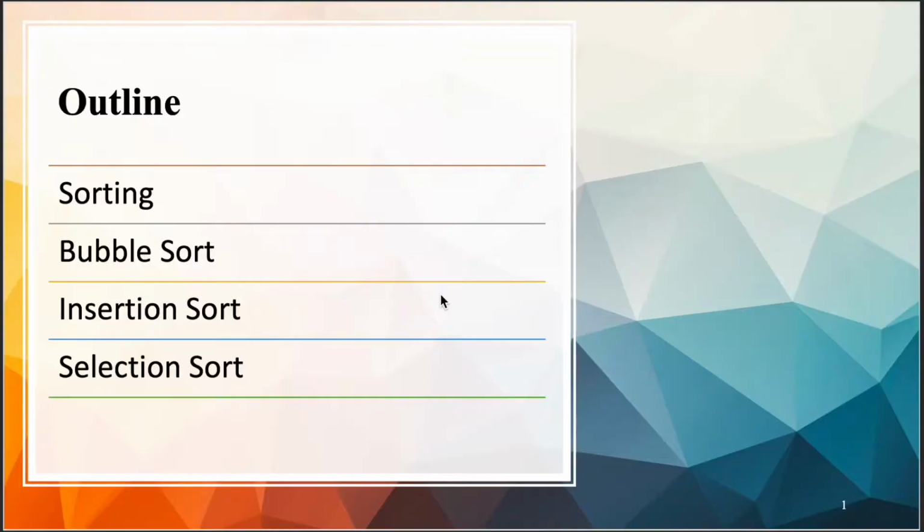I'm studying second year at Bennett University. Today I'm going to explain a few topics about algorithms, and those are sorting, insertion sort, bubble sort, and selection sort.